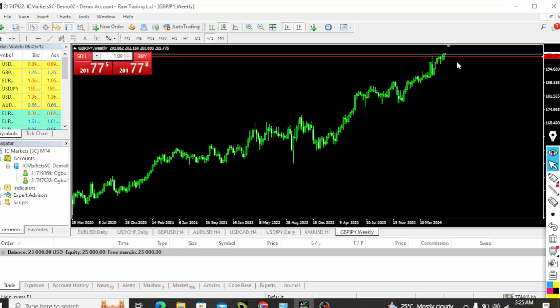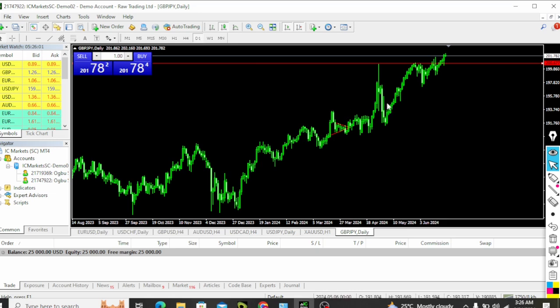So we are going to be looking for a buy on GBPJPY. Now let us look at the lower time frames. This is the daily chart of the same GBPJPY. The pair has moved progressively upwards. The bulls are in control.